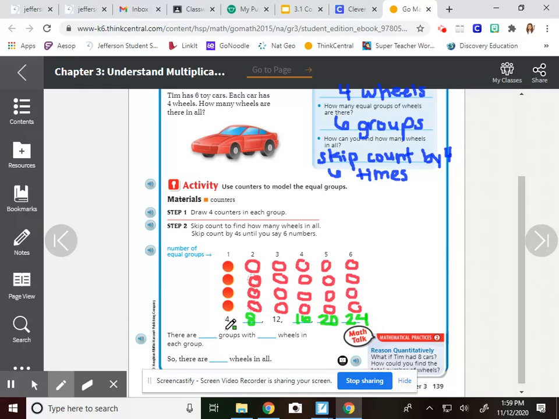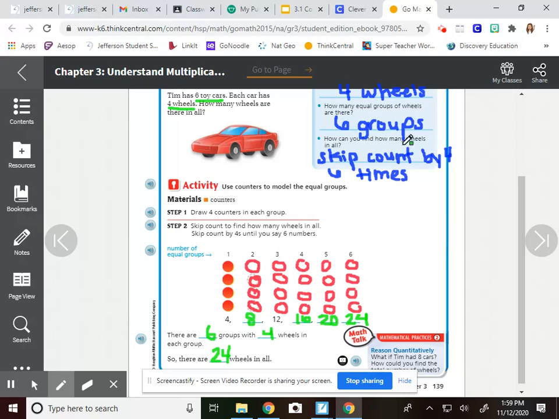Now we know there are 6 equal groups with how many wheels in each group? 4. Remember, 6 equal groups because there are 6 toy cars. 4 wheels in each group because there's 4 wheels on each car. So 6 groups with 4 in each group, 4, 8, 12, 16, 20, 24. There are 24 wheels in all.